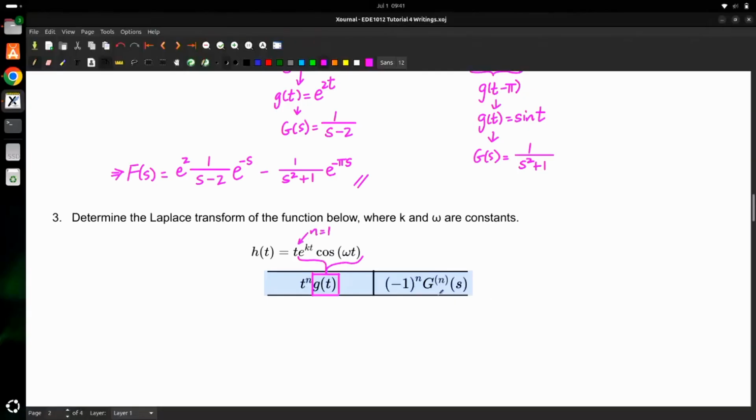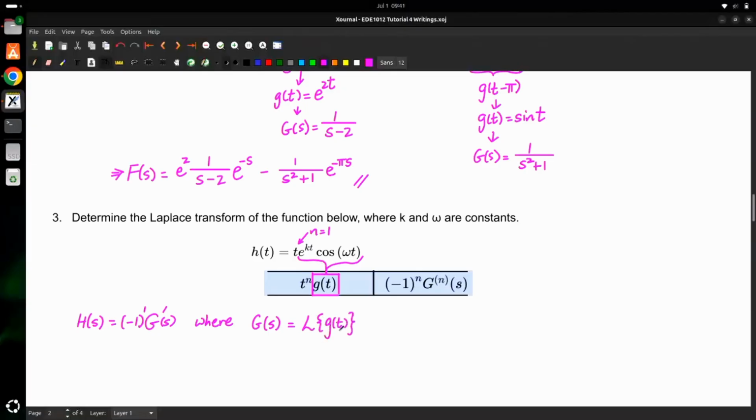So therefore, if you write down the big H of S, you can actually write it down already. So big H of S must be minus 1 to the power of 1, then G prime S. But you got to find G prime, what? So in order to find G prime, you got to know big G first. So therefore, you need to find the big G of S. So big G of S means you recognize that G of S must be the Laplace transform of the small g of t.